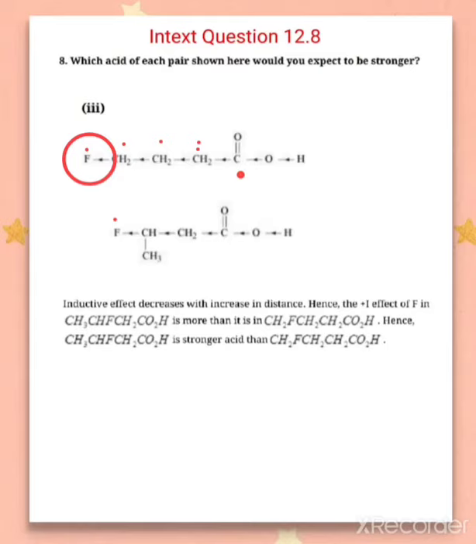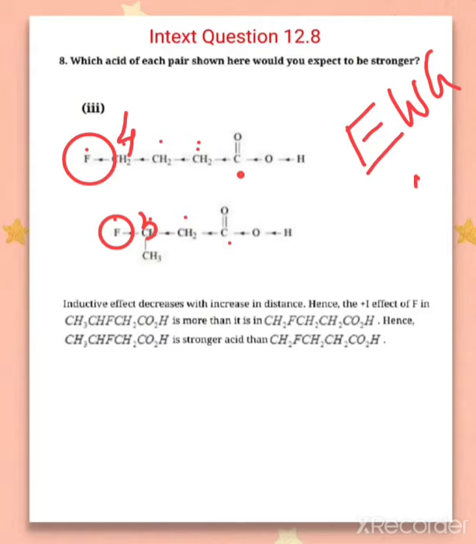But in the second case, the F is attached on which carbon? That is the first carbon, second carbon, third carbon. That means here the F is on the third carbon and here the F is on the fourth carbon. So both are electron withdrawing groups, and we know that when electron withdrawing groups are there, acidic character increases. Both have the same electron withdrawing group and only a single one.